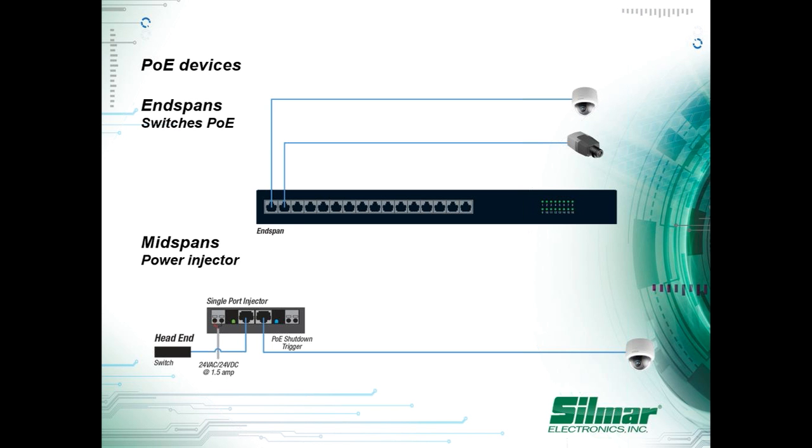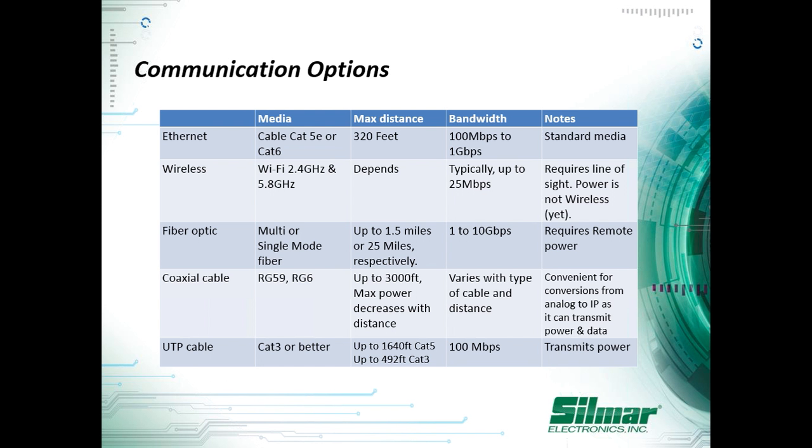And in this last slide, we're going to go over the 5 commonly seen communication methods that you see in the industry today. The first 3 are Ethernet, and we see that in Cat 5 or Cat 6. We know that it's got about a 1 gig max throughput and a 320 max distance. And that's the standard media. We all know what that is.